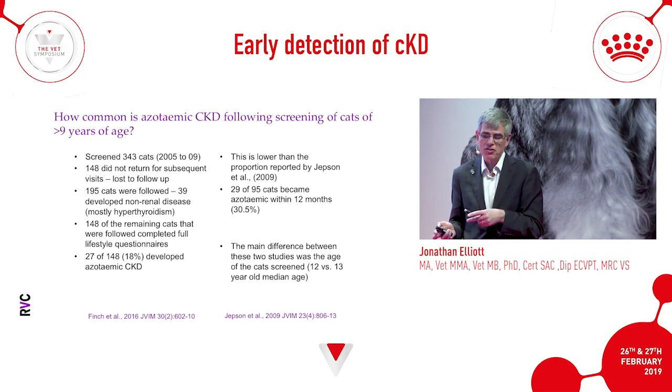We did a very similar study a few years before this, and we had 95 cats, 29 of which became azotemic within 12 months. And that's a prevalence of 30.5%. And the main difference between these 2 studies was the age range of cats that we recruited to them.